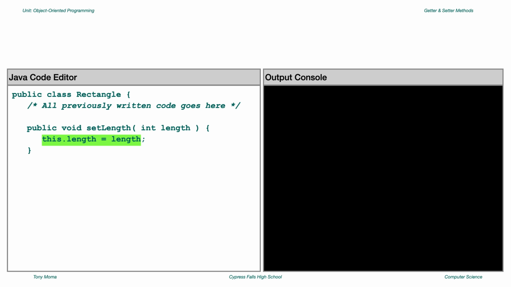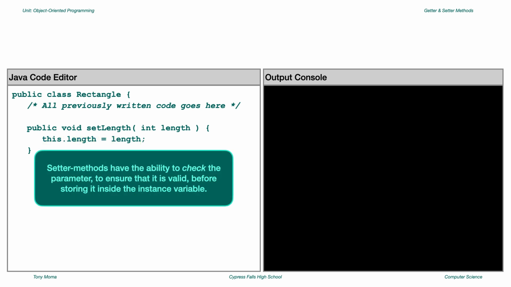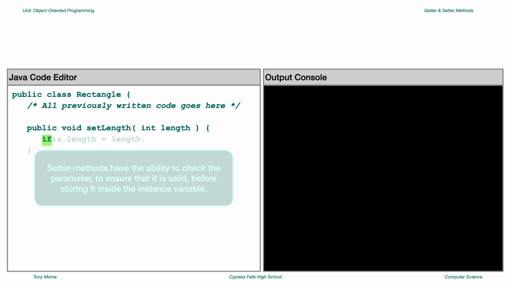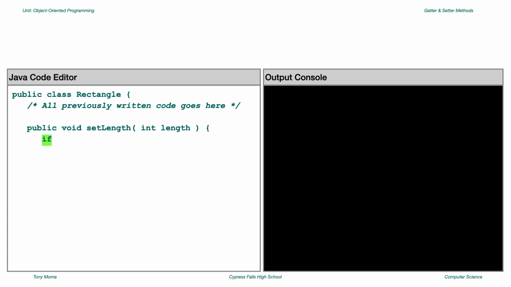That being said, setter methods also have one other special capability. Setter methods have the ability to check the parameter to ensure that it is valid before storing it inside the instance variable. How can it do that? Well, we start off by making an if statement. The purpose of the if statement is to check and make sure that the parameter has a valid value.